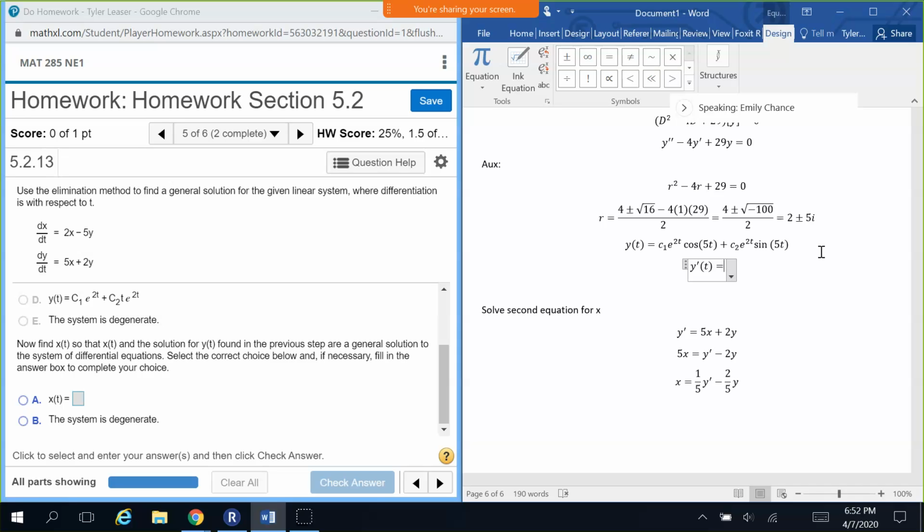Okay. So we're going to have to do some product rules. The C1 e to the 2t I'll have as the first, cosine 5t the second. So it's going to be first times the derivative of the second plus the second times the derivative of the first. Okay? And then that plus the second term's product rule. First times the derivative of the second plus the second times the derivative of the first.